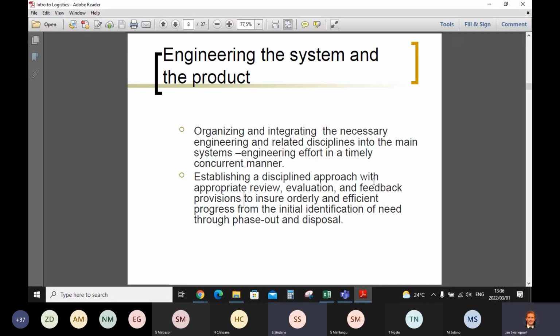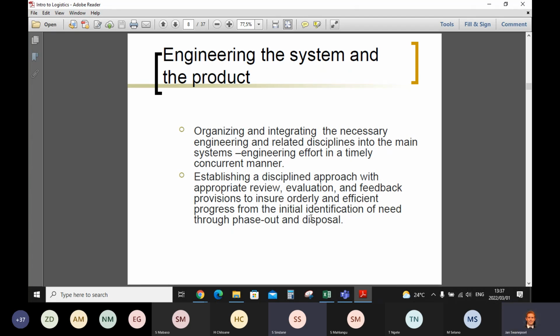And then establishing a disciplined approach with appropriate review, evaluation, and feedback provisions to ensure orderly and efficient progress from the initial identification of the need through a phase out and disposal. Here's also a very important thing. So there must be a feedback loop. So it helps you absolutely nothing.